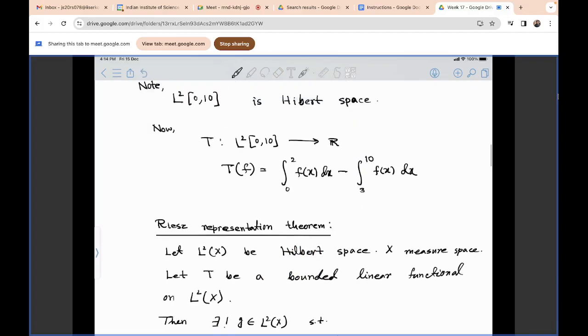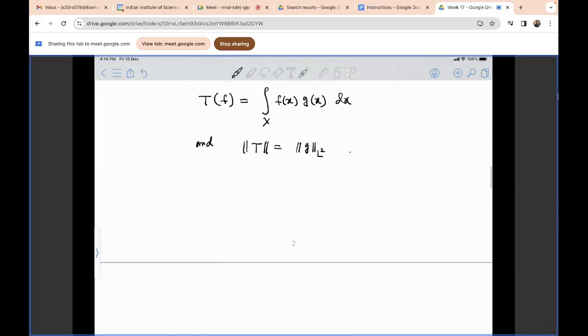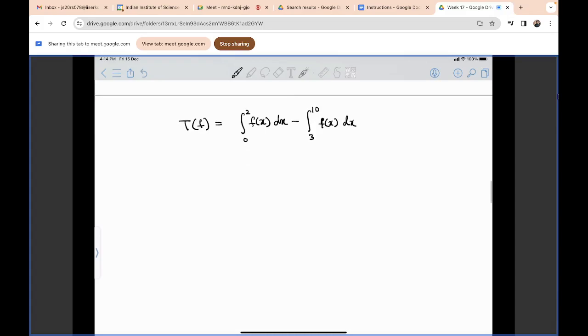So we are given T. For that we have to check that T is bounded, and obviously it is linear by definition. Then we can calculate the norm of T. So first check why it is bounded. T of f is the integral from 0 to 2 of f(x) dx minus the integral from 3 to 10 of f(x) dx. Now we have to check whether this is bounded or not.